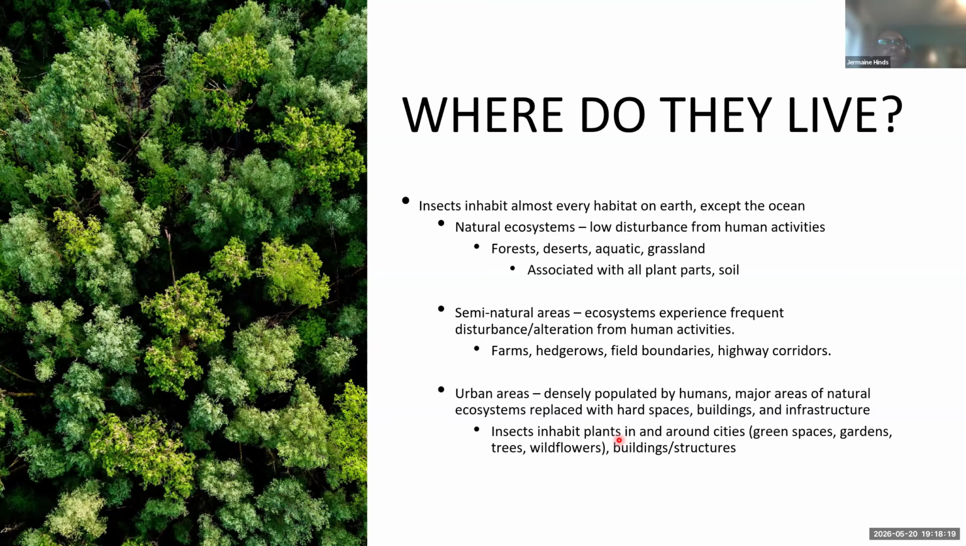They also live in semi-natural areas. These are ecosystems that experience frequent disturbance or alteration from human activities.